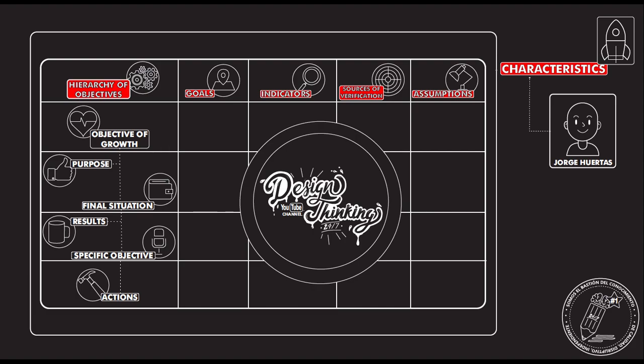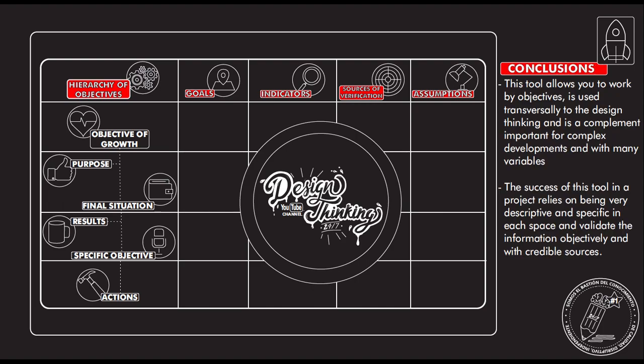The tool doesn't change too much, as you see, it is not new at all, but it could work for a specific development. As a conclusion, we can say that this tool allows you to work by objective, is used transversally to the design thinking methodology, and is a very important complement for complex developments with many variables. The success of this tool in a project relies on being very descriptive and specific in each space and validating the information objectively with credible sources. So that's also very, very important.